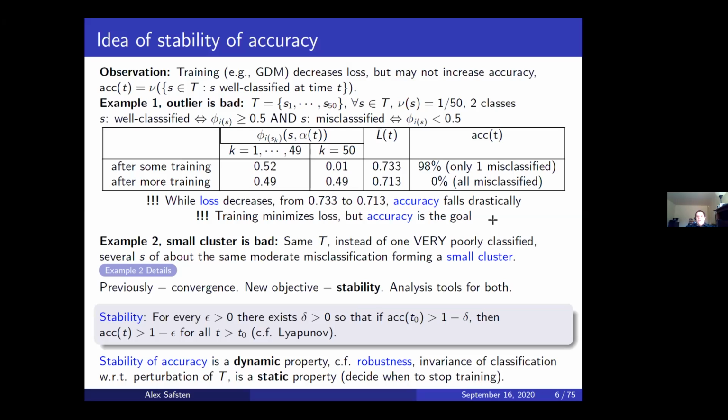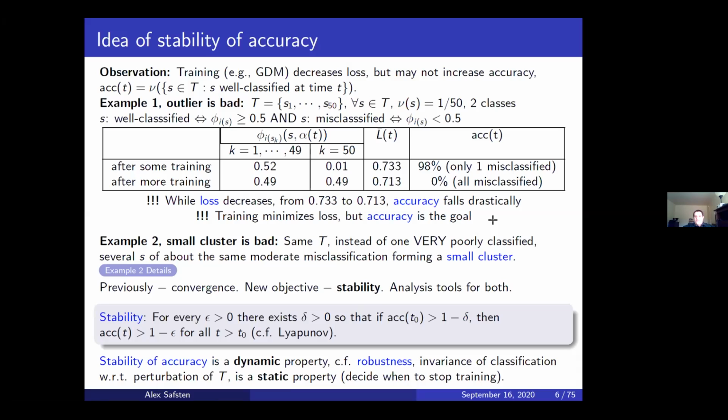However, after some later time, all objects are misclassified with 49% probability of being placed in their correct class. Therefore, we have 0% accuracy. However, we can calculate the loss at both times, and we see that loss does decrease. So though loss decreases, accuracy has fallen drastically. This is obviously not a situation we want to see, and so we want to identify conditions that lead to this kind of situation and rule them out.